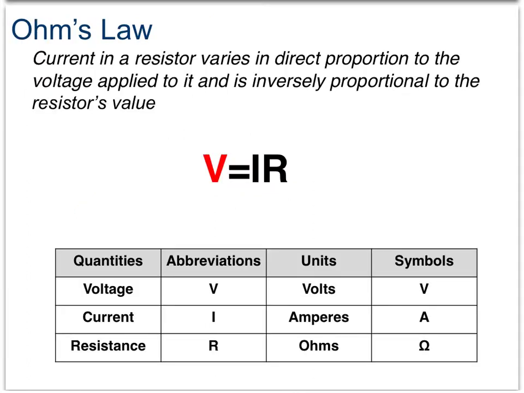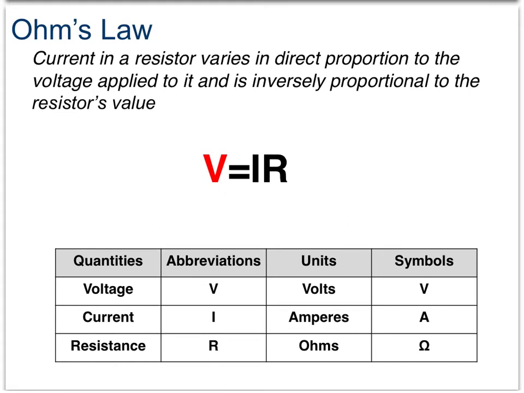Ohm's law. Current in a resistor varies in direct proportion to the voltage applied to it and is inversely proportional to the resistor's value. All those confusing words can be summed up with this nice little equation. Volts equals current times resistance.